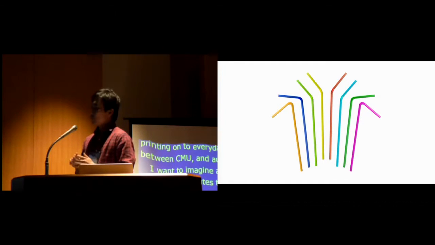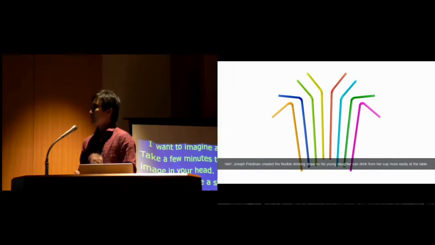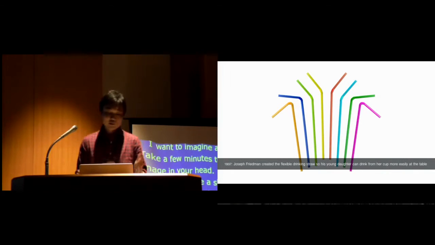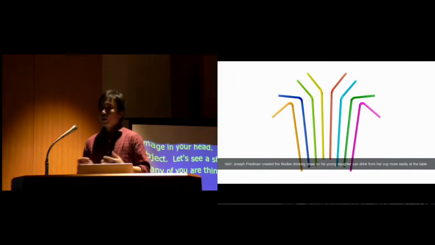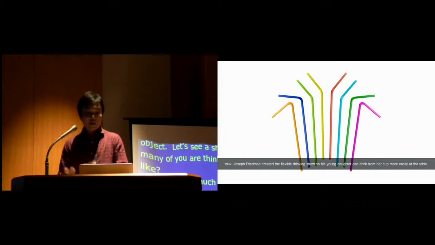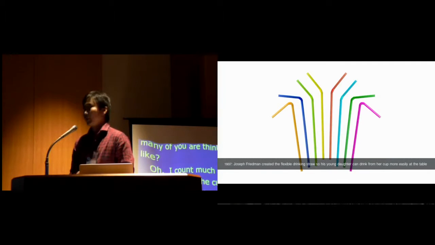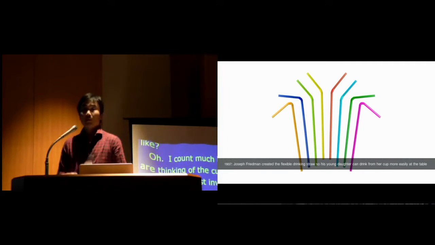Well, in fact, when people first invented the drinking straw, it was just straight. It's not until 1937 when this guy, Joseph Friedman, realized that his very young daughter had trouble reaching the drinking straw on the dining table, that he had to reinvent these very ordinary objects, so that his daughter can drink water.